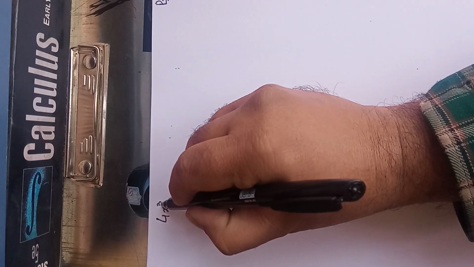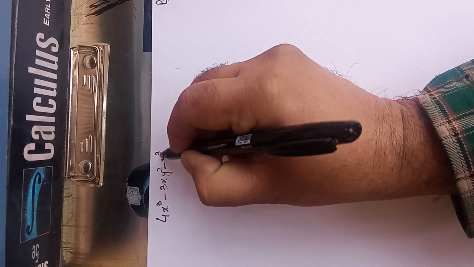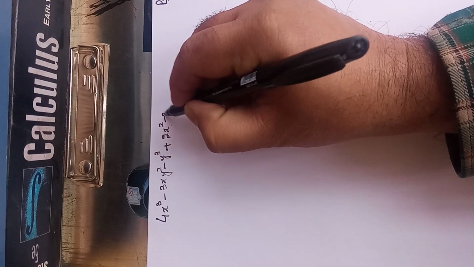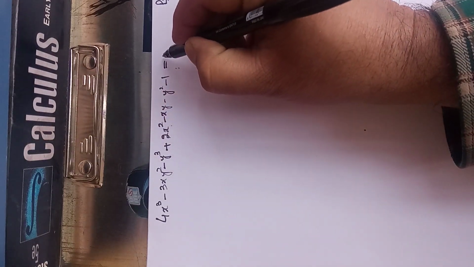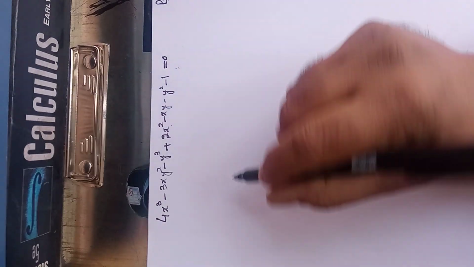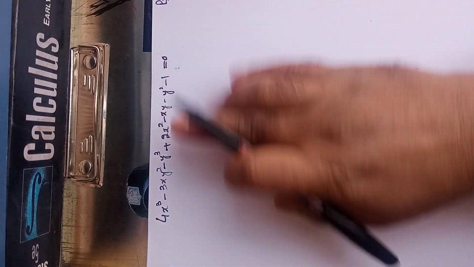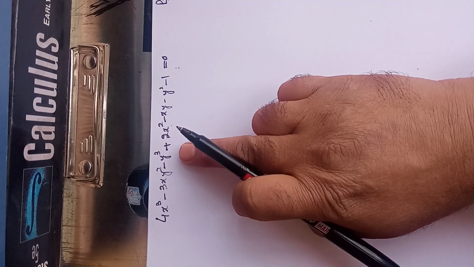4x cube, 3xy square minus y cube plus 2x square minus xy minus y square minus y plus 1 equal to 0. You see, this is a cubic in x and y, where x cube and y cube are present. So there will be no asymptotes parallel to either axis.